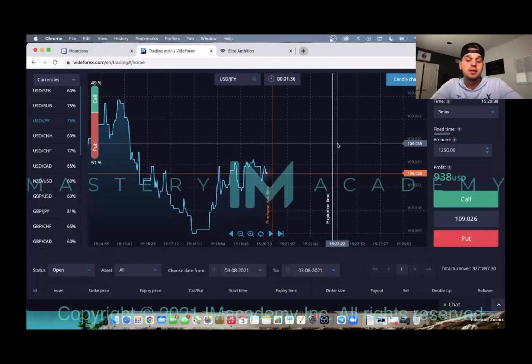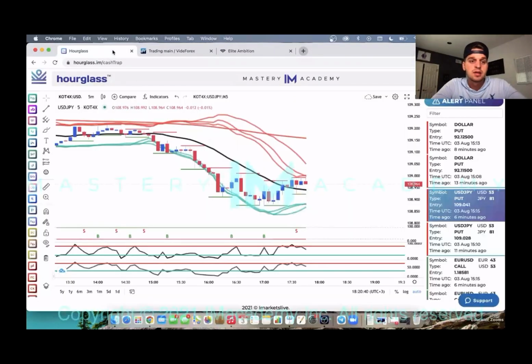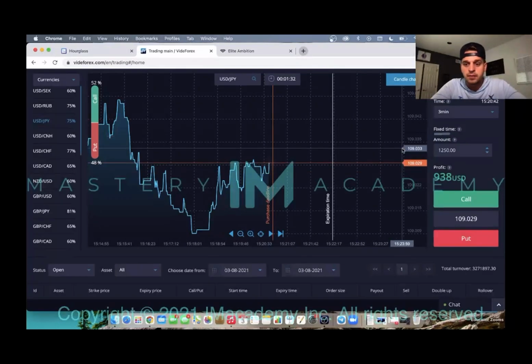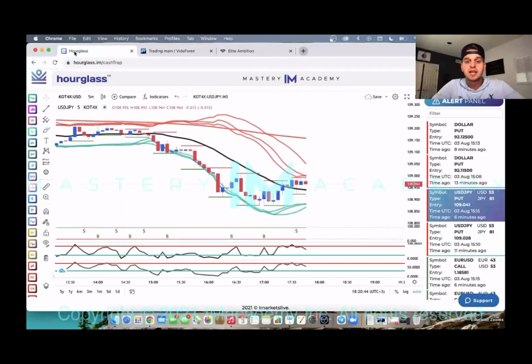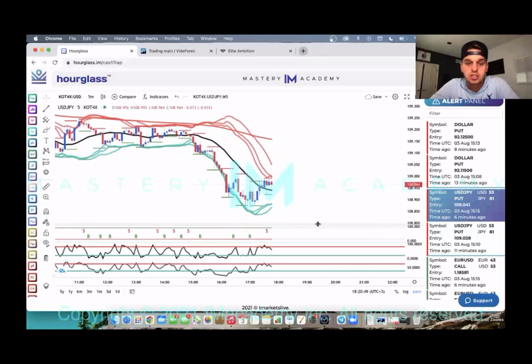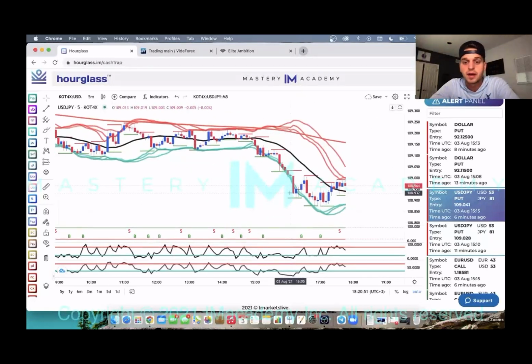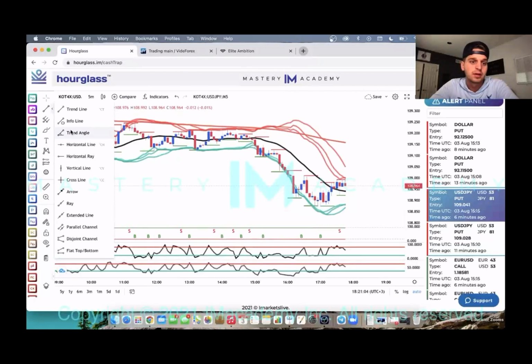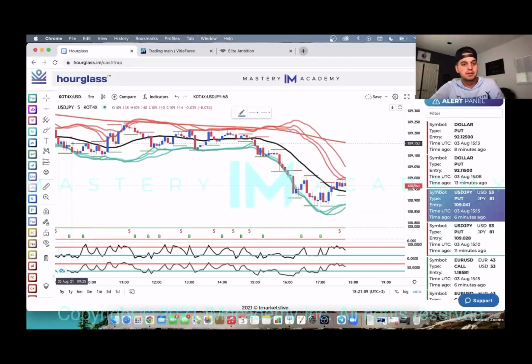So you guys, it's very, very simple. It's like copy and paste from Hourglass to CashTrap to your broker. It just takes time and it just takes patience, okay? But you guys, I want to teach you how to mark up and find good supports, find good resistance on CashTrap, okay? So the first thing we're going to do is come over here to the left-hand side. We're going to click this little cross line, this little arrow, and select horizontal line, okay? Horizontal line.